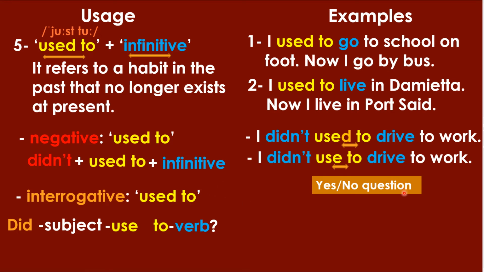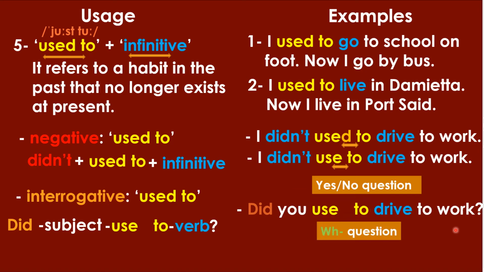Okay, so let's have a look at some examples. Let's have a look at a yes no question. Did you used to drive to work? Okay, and look here, we have the D, and you can delete the D. So, did you used to drive to work? Both are right. And let's have a look at a WH question. Where did you used to live? And again, I can say, where did you used to live without the D?